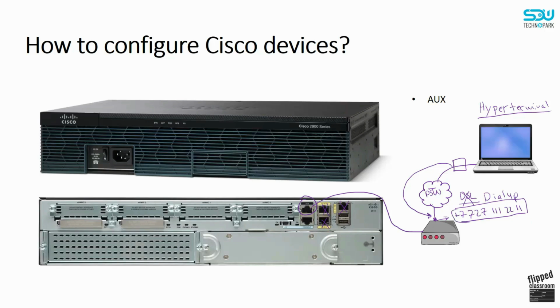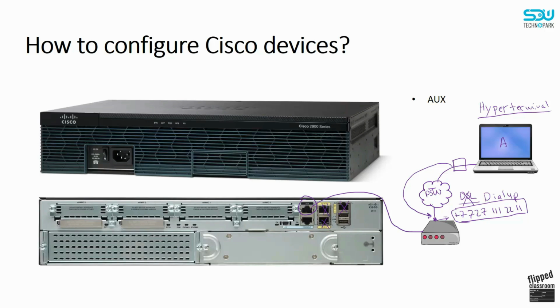you may interact with the router not by IP address but by the phone number. And in case this computer A is placed in a different city or a different country, then you have to pay for your connectivity for each minute. This is another way of how to configure your Cisco device.